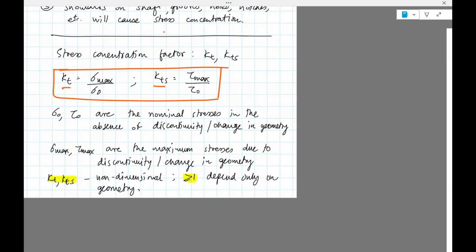Now, how do you get KT and KTS? If you use finite element, it'll give you some hints at what KT and KTS are. That's one way. The other way is to actually create the geometry with the right change in geometry, apply a stress, and figure out the stresses by measuring the actual stress. From that, you can figure out what KT and KTS are. So somebody has done an experiment offline and figured out what KT and KTS are, and as I said, it only depends on geometry.